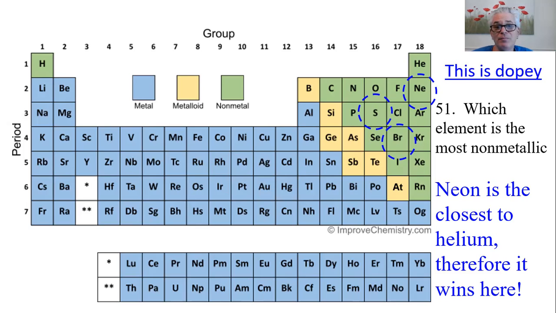This is pretty dumb. Okay. You know what's really cool about this table? I have to point this out. Look on the left side in the third group, scandium, yttrium, Sc and Y. Then there's those two white boxes with the stars. Look how this table is set up compared to our table.